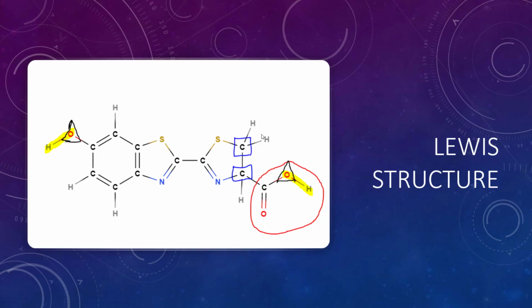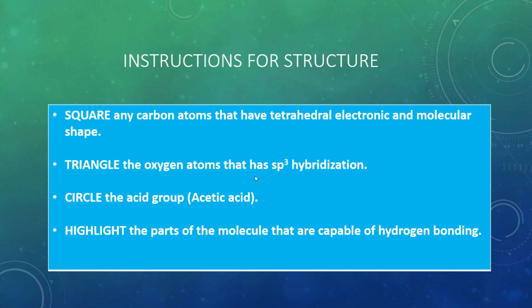This is the Lewis structure for luciferin. To analyze the Lewis structure of luciferin, the first step is to square any carbon atoms that have tetrahedral electronic shape. This occurs when there are 4 bonds and no lone pairs on the molecule's central atom.